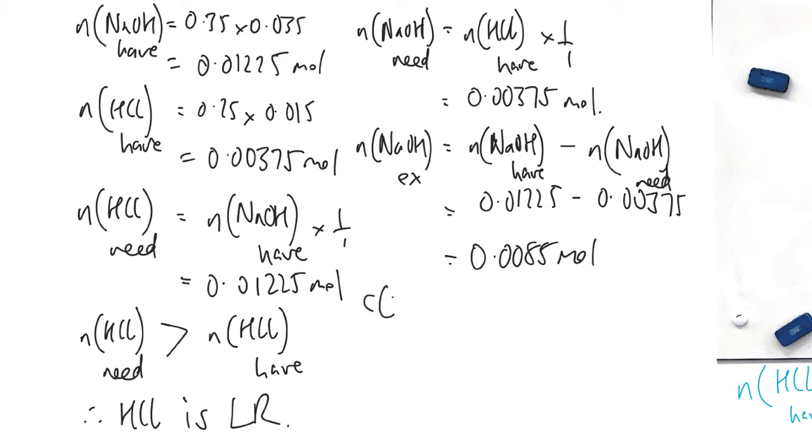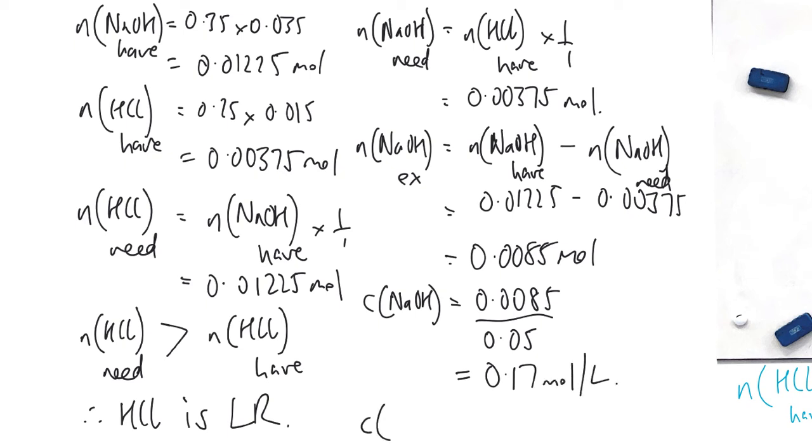I can get the concentration of NaOH now. The concentration of that is equal to 0.0085 divided by the total volume, which happens to be 0.05, 50 mils, which is 0.17 mole per liter. All right, the concentration of OH minus ions will be equal to the concentration of NaOH. Okay, don't forget to put that in, right?